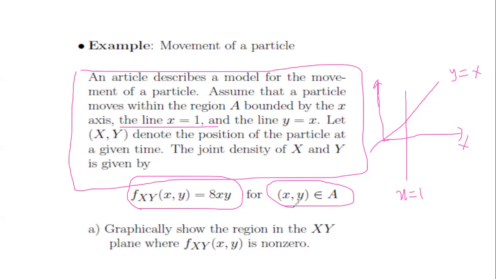This is a pretty complicated joint PDF. You can have any function as a joint PDF, 8xy, 8x² plus 9x², whatever it could be. X and y are two random variables, they are not axes, in fact they are two random variables. So their values are varying here, and this is the joint PDF.